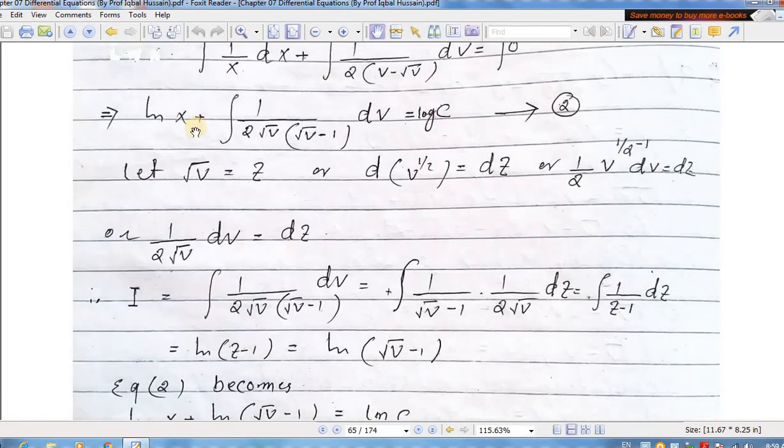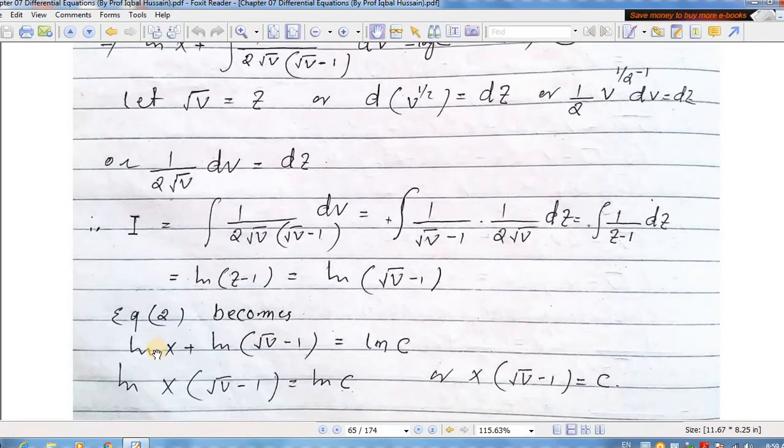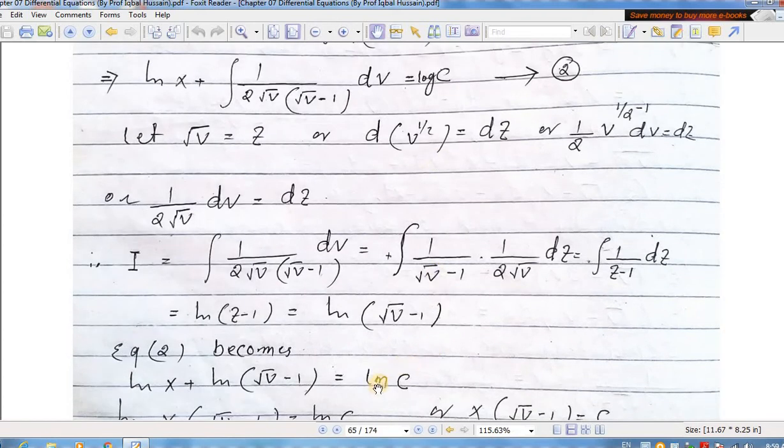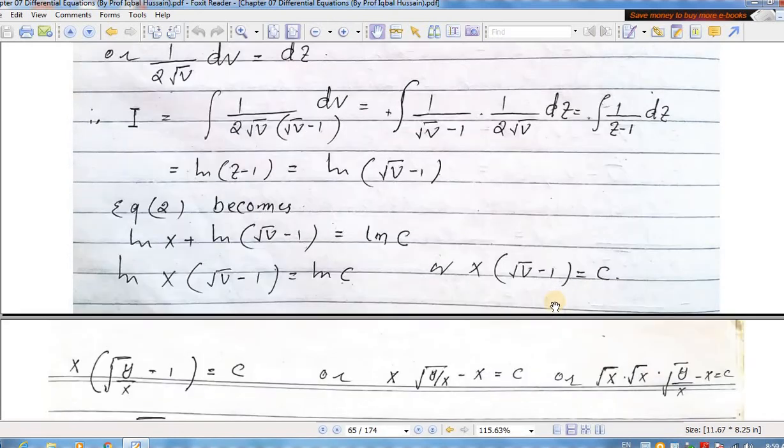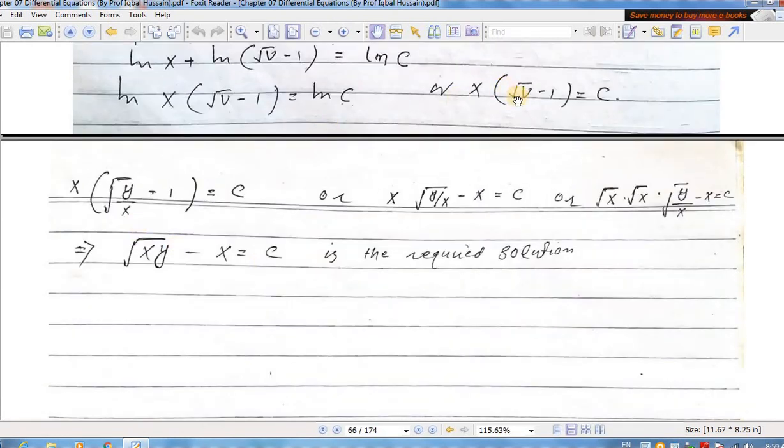Equation 2 becomes, so log x, this value will be here, and here log c. Now writing log of a plus log of b is log of ab is equal to log c. Now cancelling log, this log and this log will be cancelled. This is the result. Now we will put value of v, so putting value of v, this v is y over x under root minus 1 is equal to c.